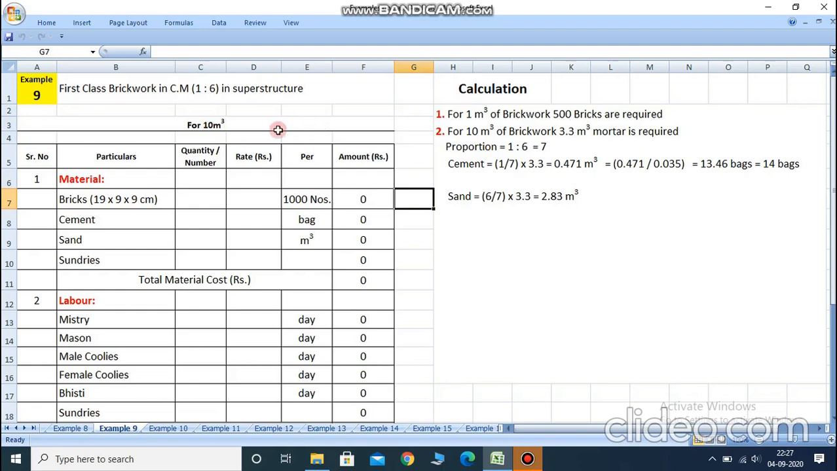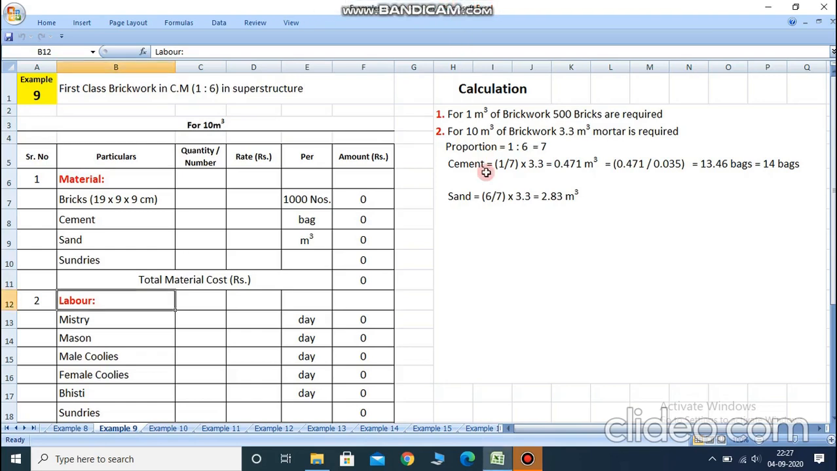Here this calculation is divided into two parts. First is the material cost and second is the labor cost. Then we add 1.5% water charges and 10% contractor profit. The summation of the material, labor, contractor profit and water charges gives the total rate analysis of a particular item.